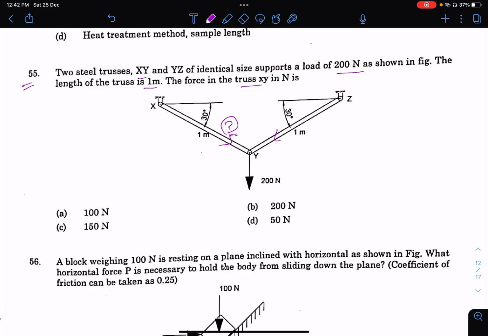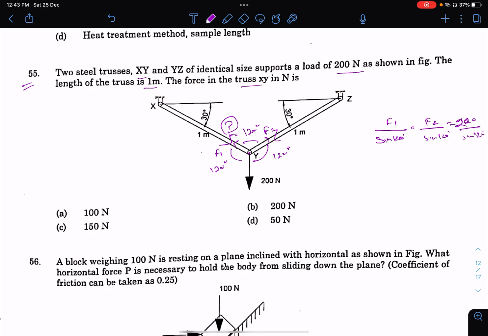So we have to find the force in this truss. My truss is in equilibrium about this point. So I can write F1, this is F2. I can apply Lami's theorem. F1 upon sine of 120, since this is 120 degree, this is 120 degree, and this is 120 degree, is equal to F2 upon sine of 120 is equal to 200 upon sine of 120.